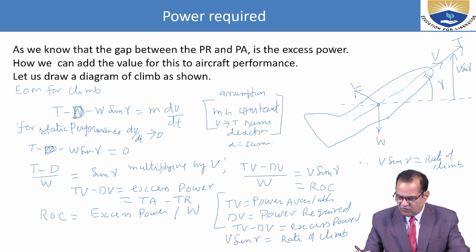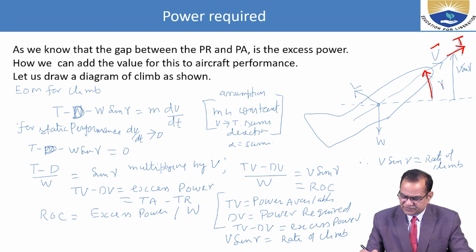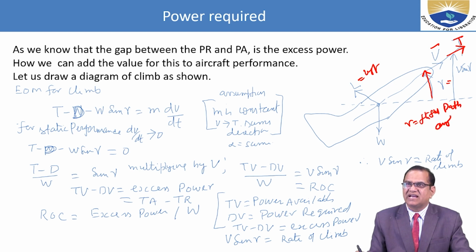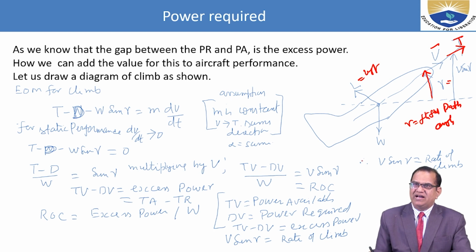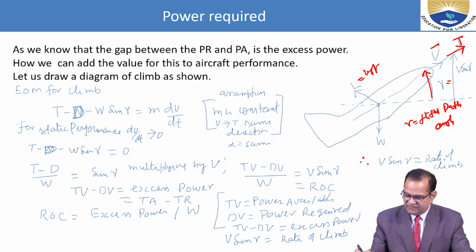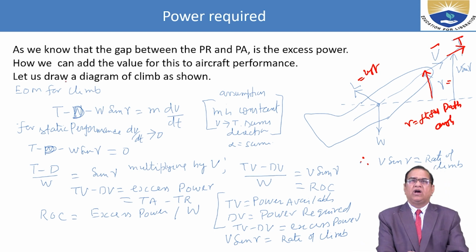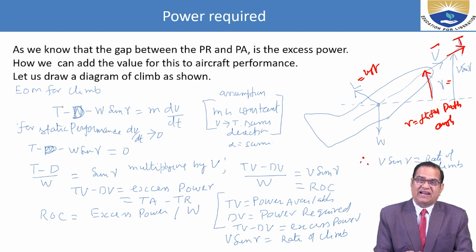So here we have an aircraft which is moving with a velocity V, and the thrust is T in the direction, gamma is the flight path angle, L is the lift here. Gamma is the flight path angle, and V sine gamma is the rate of climb of this aircraft. So we will see the equation of motion for the climb.